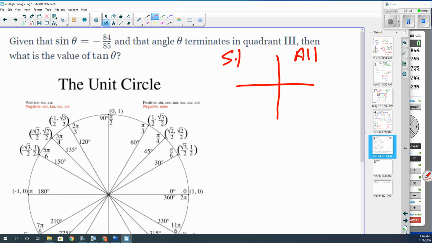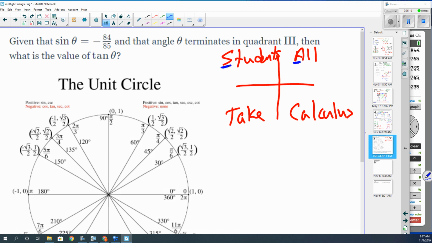All students take calculus. This lets you know which trig functions are supposed to be positive. In the first quadrant, if they asked you to do sine, cosine, tangent, secant, cosecant, cotangent of any angle that would land in the first quadrant, all of your trig functions are supposed to come out as positive numbers. So on your unit circle that you just turned in, where it had that positive and negative, your positives should be sine, cosine, tangent, secant, cosecant, cotangent. None of them should be negative. All are positive.